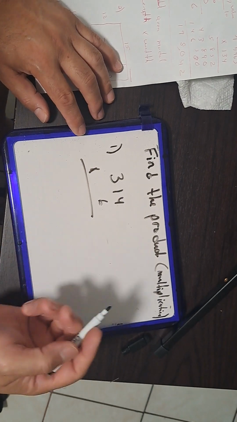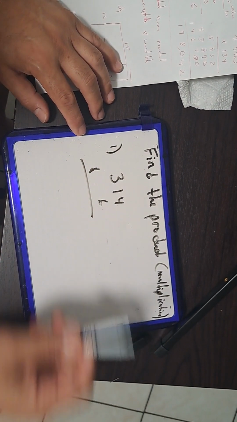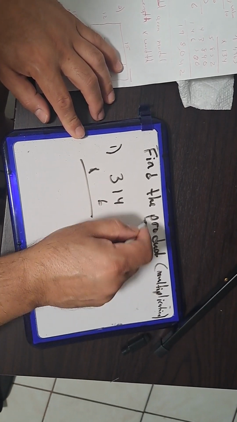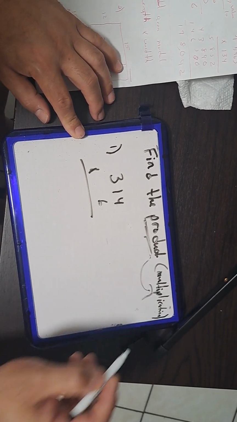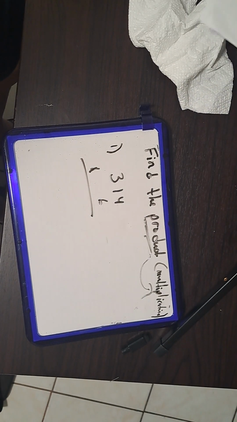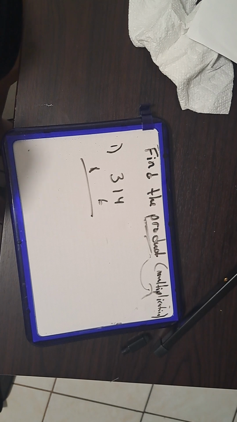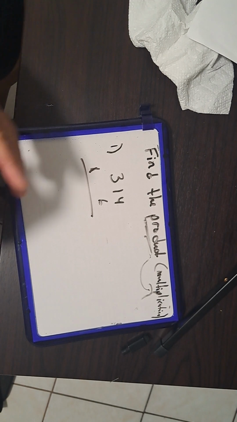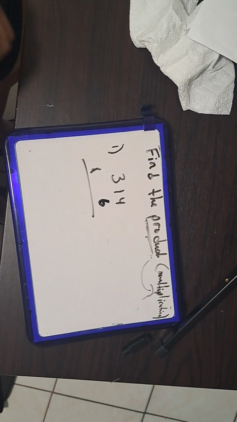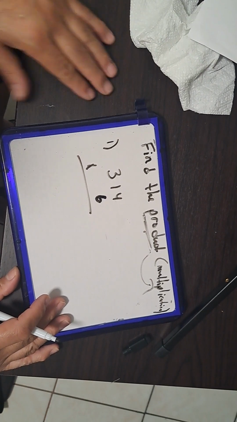So now we're working with multiplication, or finding the product. Every time they use the words "find the product," it means you're multiplying. So let's do this. You need to know your times table first. The multiplication rules are really simple.